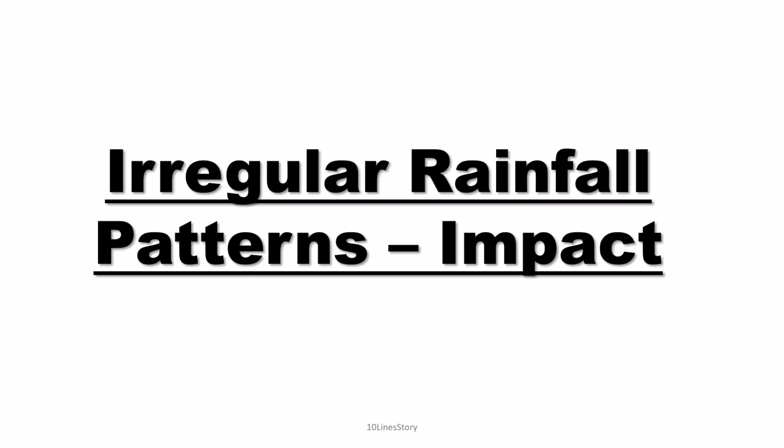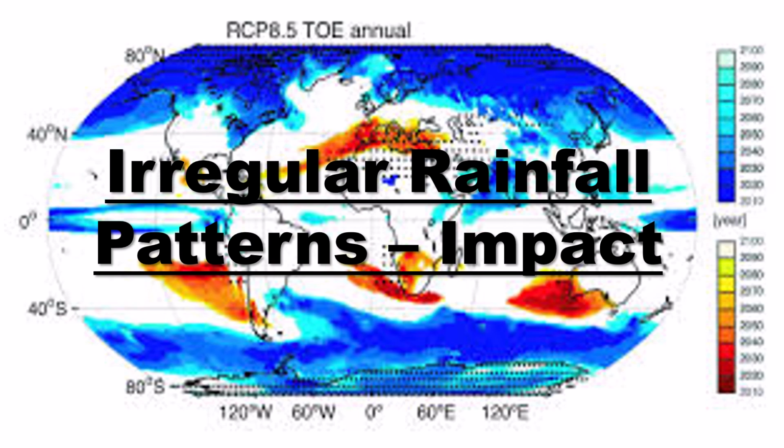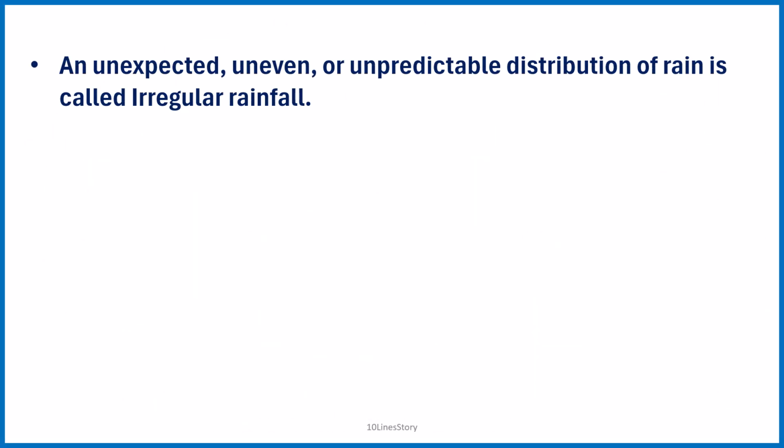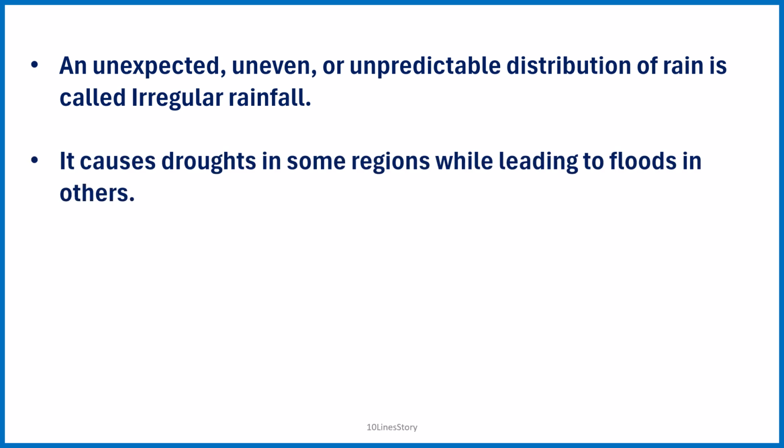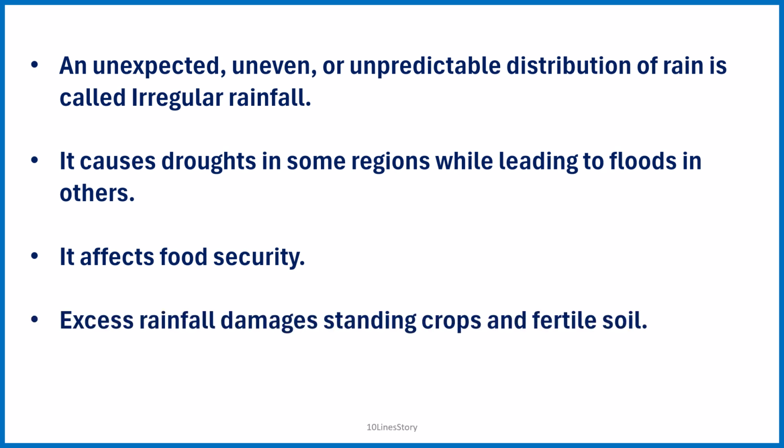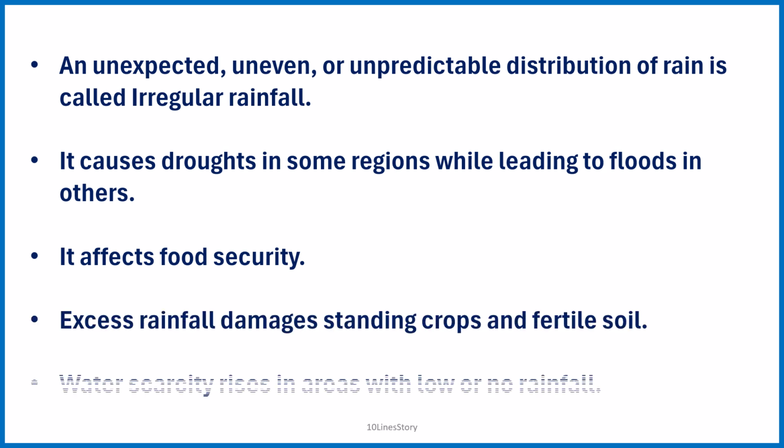Today's topic is irregular rain pattern and the impact. An unexpected, uneven, or unpredictable distribution of rain is called irregular rainfall. It causes drought in some regions while leading to floods in others. It affects food security. Excess rainfall damages standing crops and fertile soil. Water scarcity rises in areas with low or no rainfall.